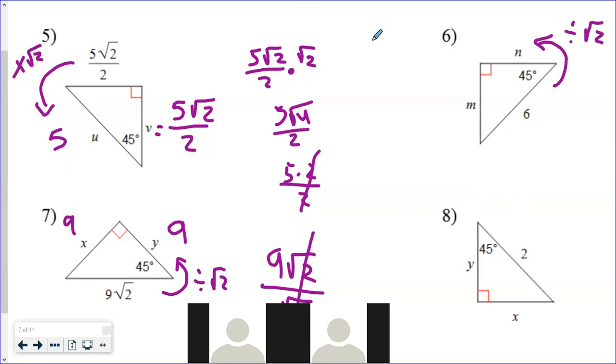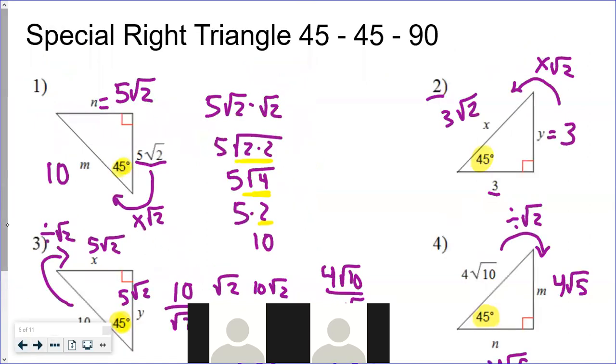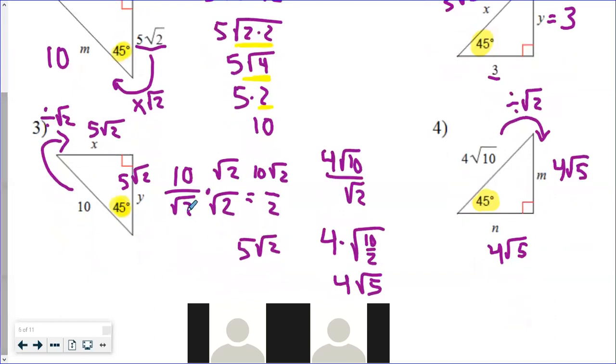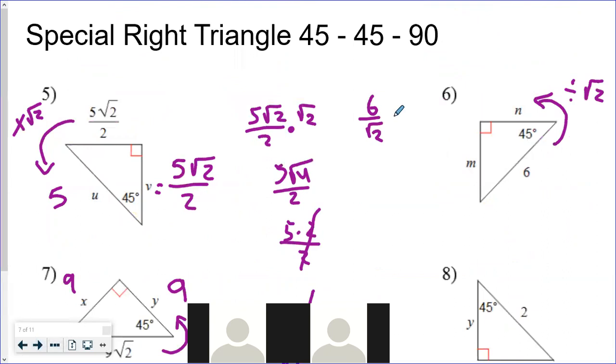Now, unlike Jaden's, when we divided by the square root of 2, it just kind of simplified. We're going to have to actually do what we did on the last page. So let me just show you again. If you ever have a square root in the bottom, then we have to times it by itself, which in this case, the square root of 2, we're going to times it by the square root of 2 top and bottom. So let's do that.